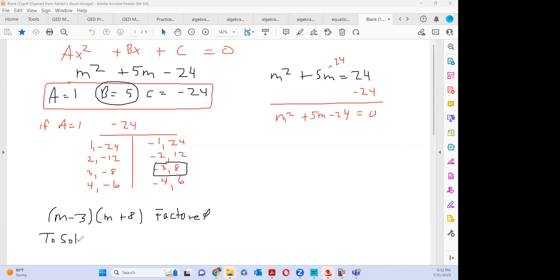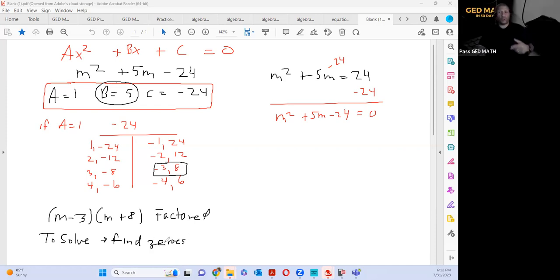Do the opposite. You've got to find the zeros. Okay. Because that's the whole key. Find the zeros. Where is this going to cross the x-axis? So the opposite of -3 is what? +3. The opposite of +8 is what? -8. So your two solutions are +3 and -8.